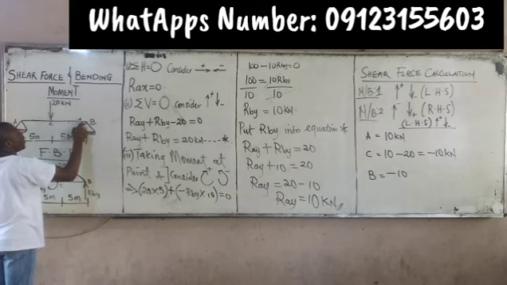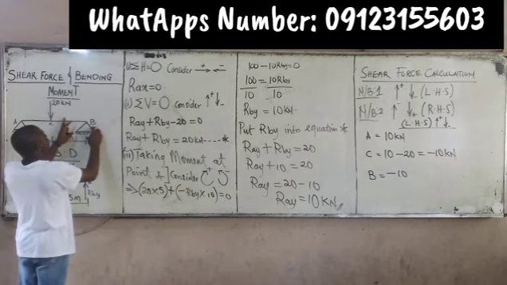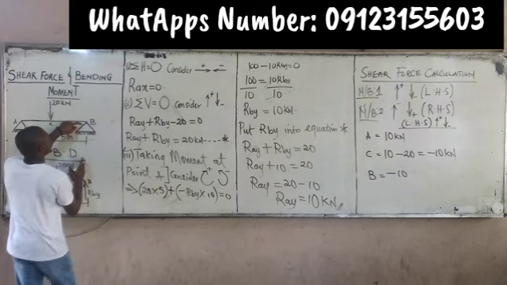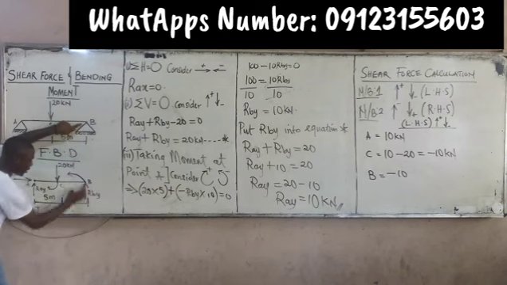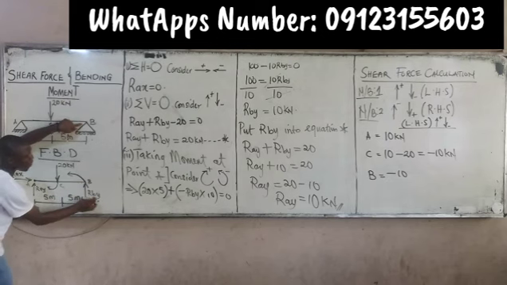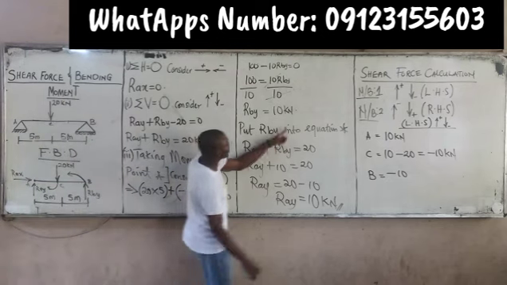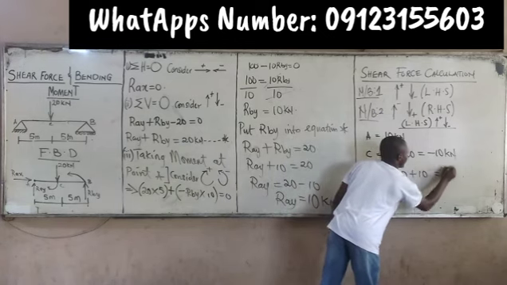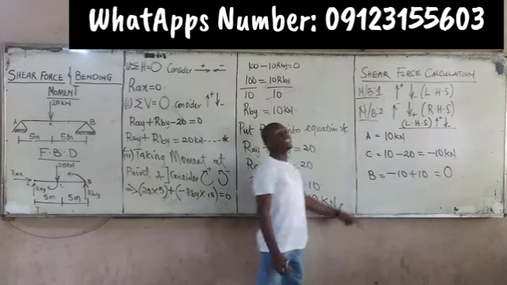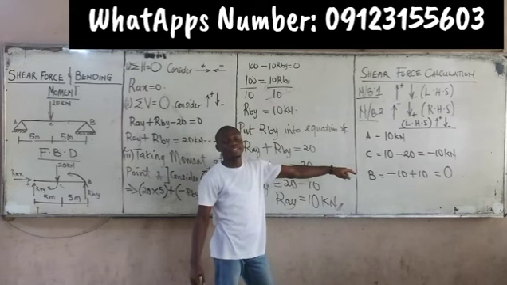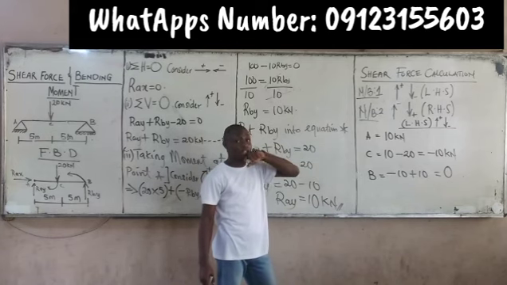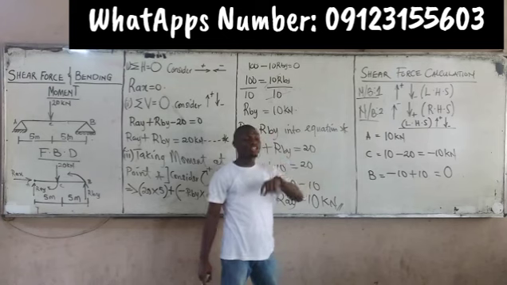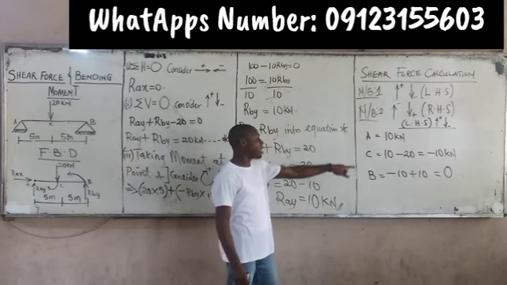Next up, for B, if I section at B, at this point, I have just a force going upward here. Upward is positive, and RBY is obviously 10. That becomes plus 10, which gives 0. Please, do not put 0 to the ratio. There's nothing like 0 to the ratio, please. So I have 0 there.